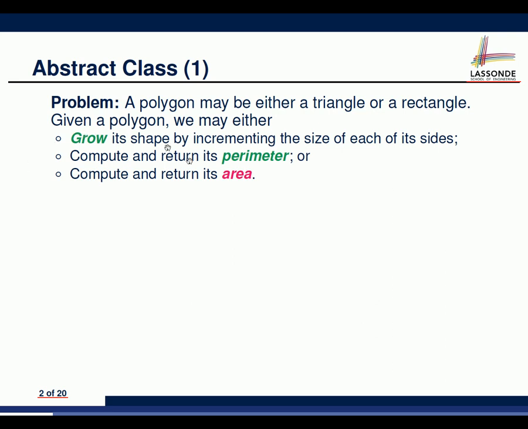We may want to grow the shape by incrementing the sides. Let's say we used to have a 3x4 rectangle. We want to grow it to be 4x5. That means growing the size. Or we may want to calculate the perimeter for the shape, the summation of the sides. And we may want to compute and return the area for the polygon, which can be either triangle or rectangle. So this is the problem we want to solve.